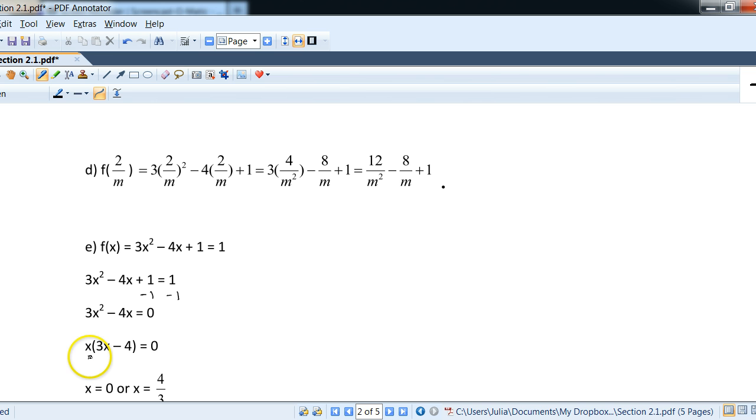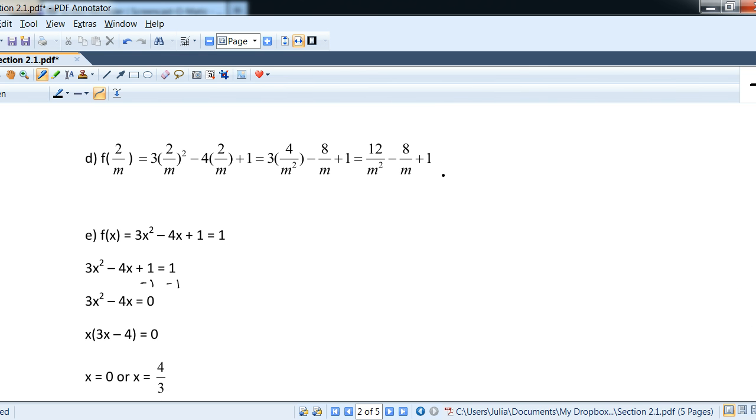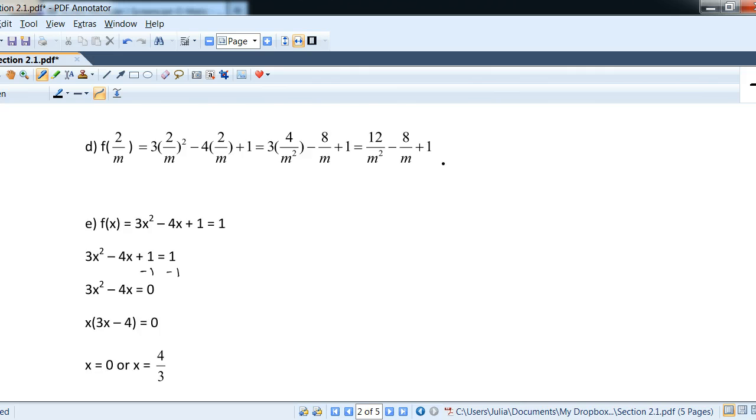Note how we can pull out an x. So it's going to be x times 3x minus 4 is equal to 0. So we're going to get two x values. x equals 0 and x equals 4/3 are the answers.